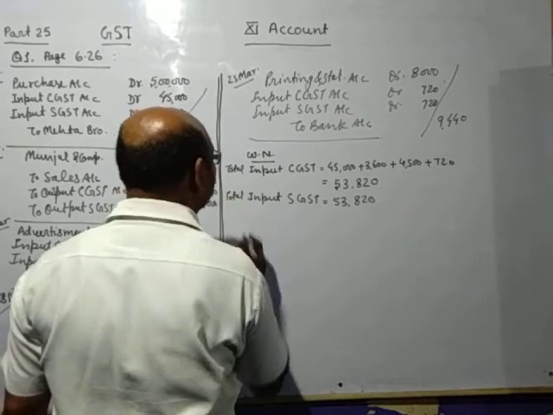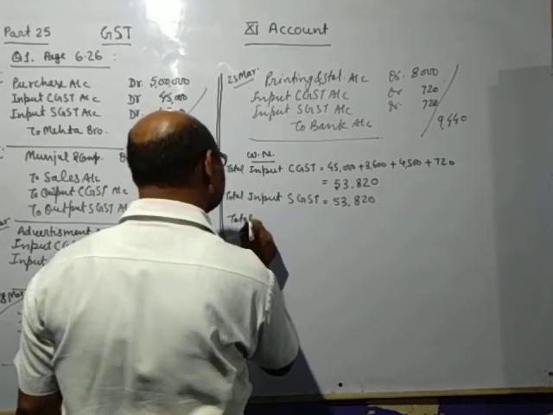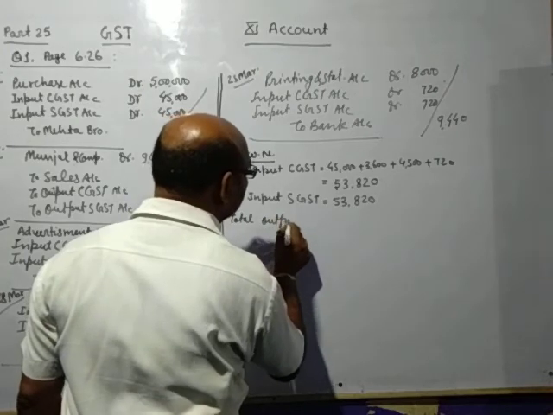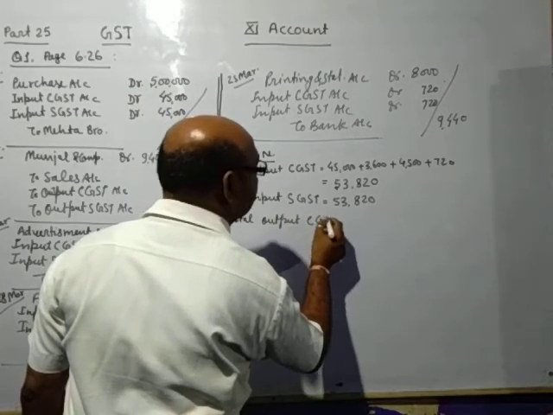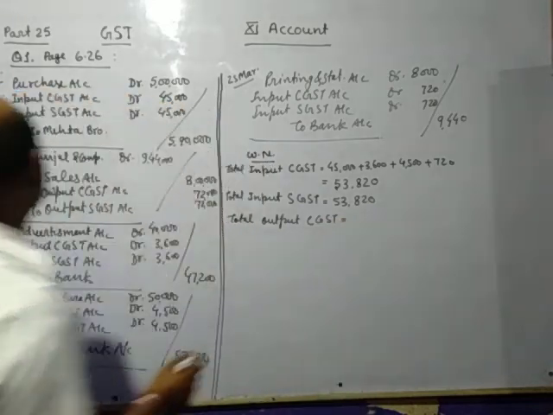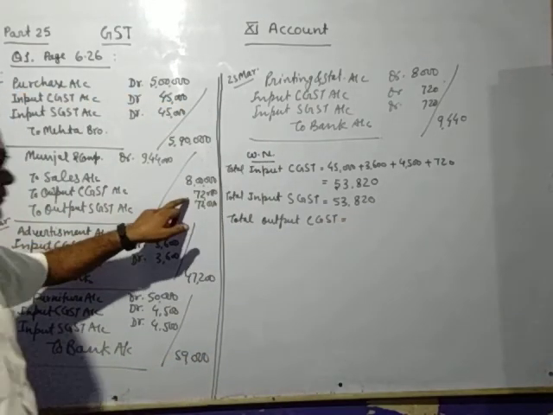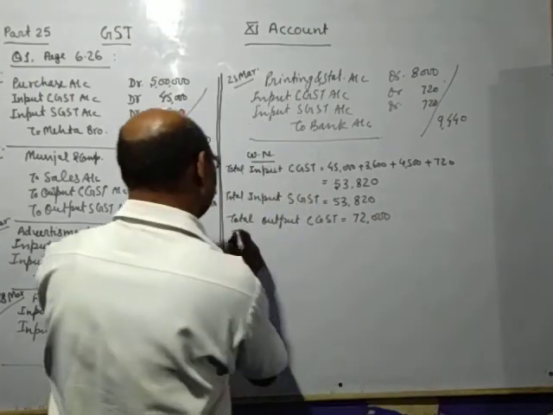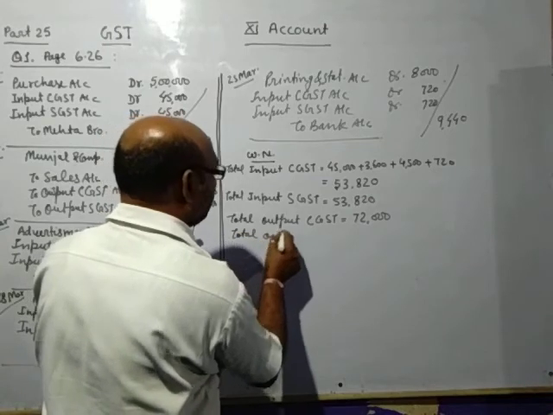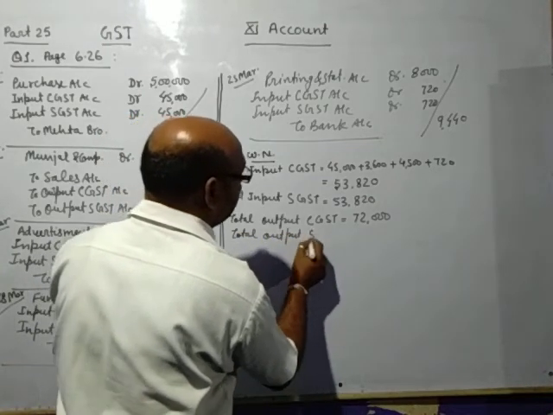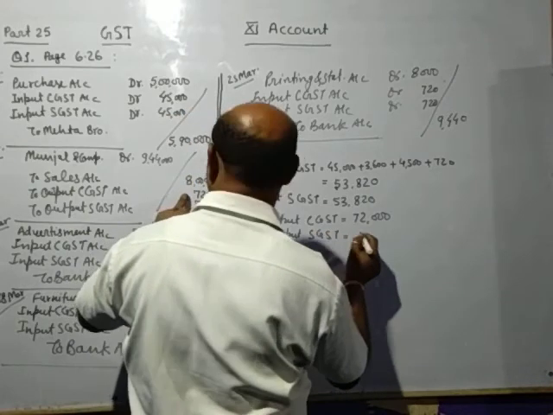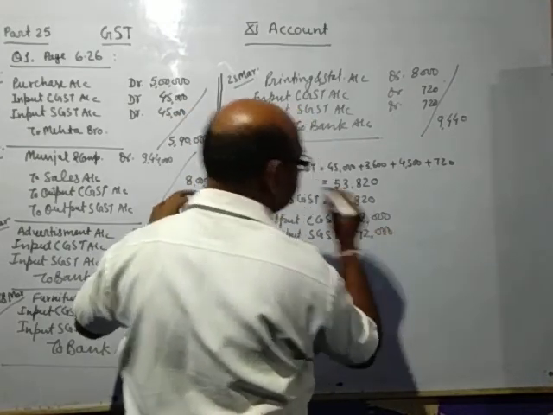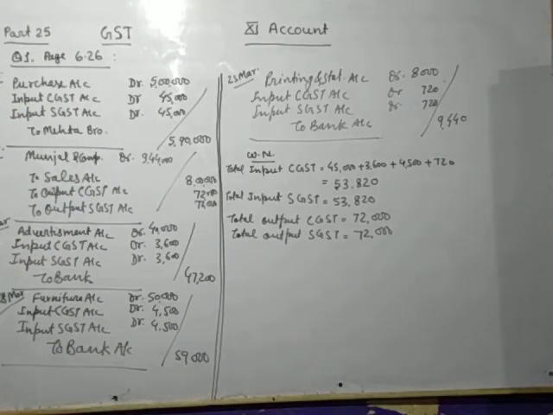Now total output CGST. Here output GST is only one chance, that is 72,000. There is no other. So total output SGST will also be 72,000. Confirm? Now, how will you pass the entry to make the adjustment?